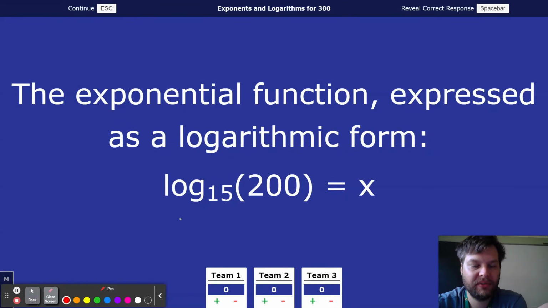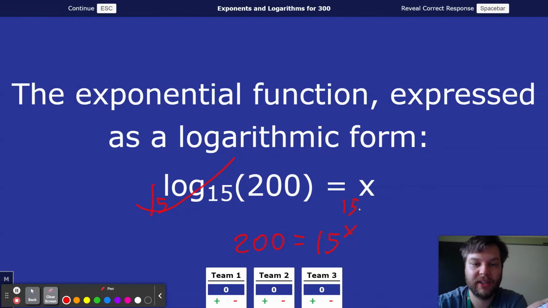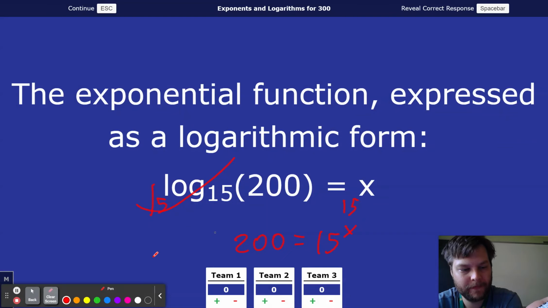So here we've got a log with a base of 15. So what I can do is put a base of 15 on both sides. Logs cancel bases. So I have 200 is equal to 15 to the x. There we go. So just switching between the two forms there.